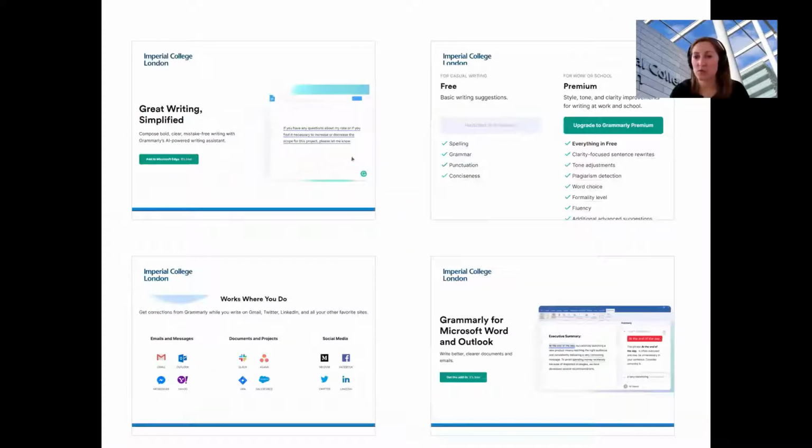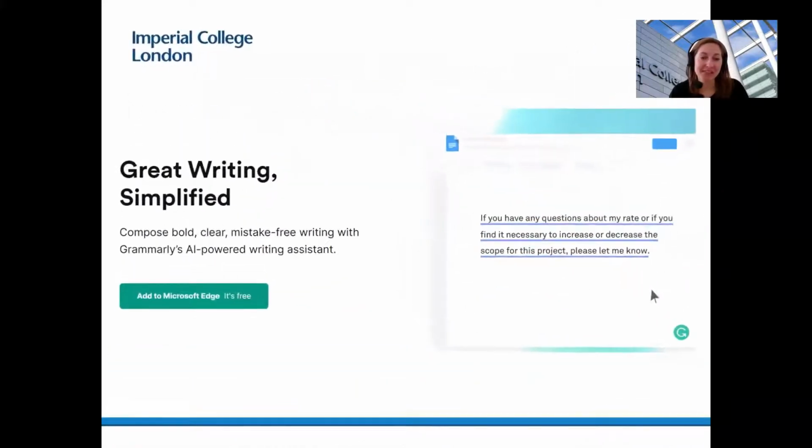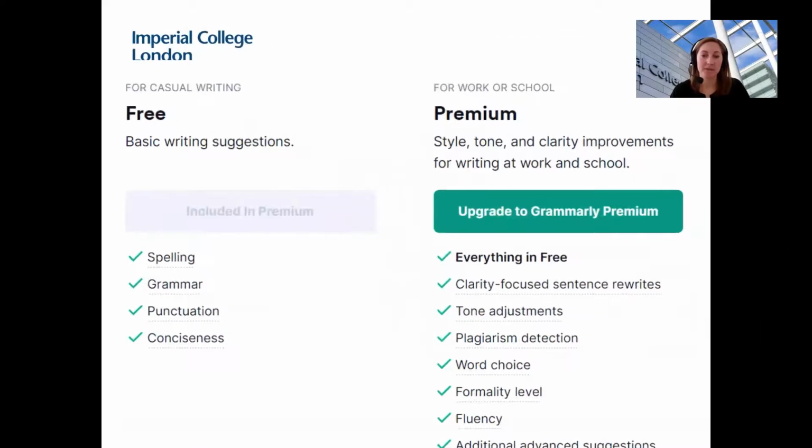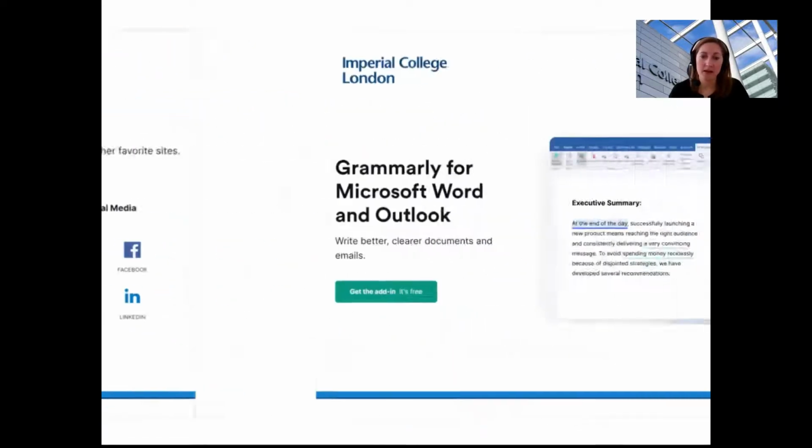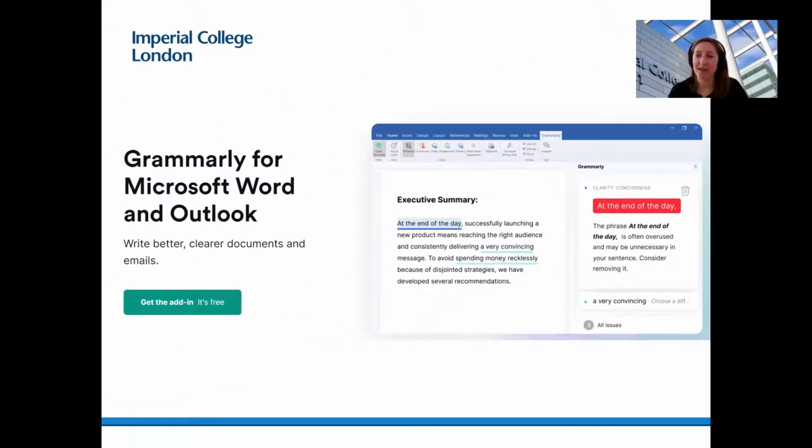So let's take a look at what Grammarly is, what it says it does on the tin, rather. It says that it helps writers to compose bold, clear, mistake-free writing. These are the things that it focuses on. So you can see there's a lot of overlap with what we focus on in our profession. It can be used as a plugin across the web, on various platforms. But today I'm looking at how it is used in Microsoft Word, because that's where a lot of our students do their academic writing.